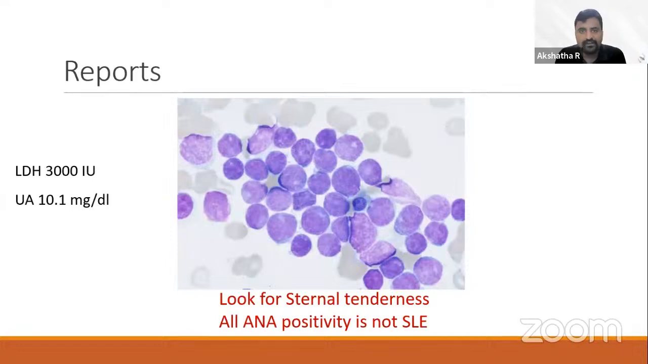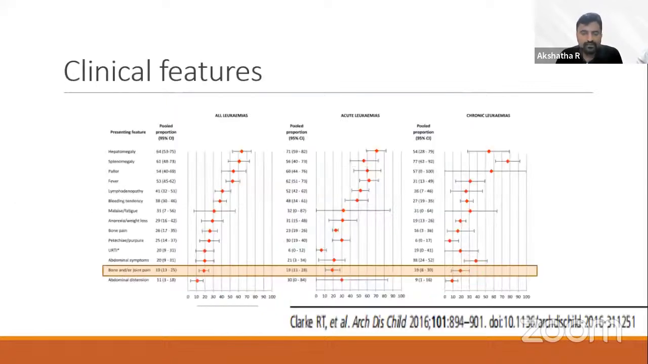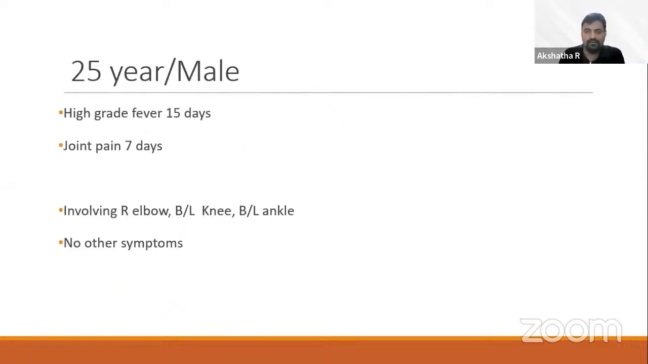ANA positivity is not SLE. If you look at the various case series, the most common musculoskeletal feature is bone and joint pain and not arthritis. You won't get swelling in leukemias, you get bony pains. So this was about acute polyarthritis, where the first case presented with viral arthritis, and the second case was a leukemia.